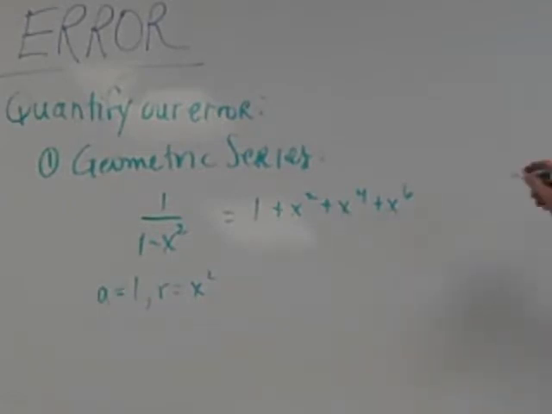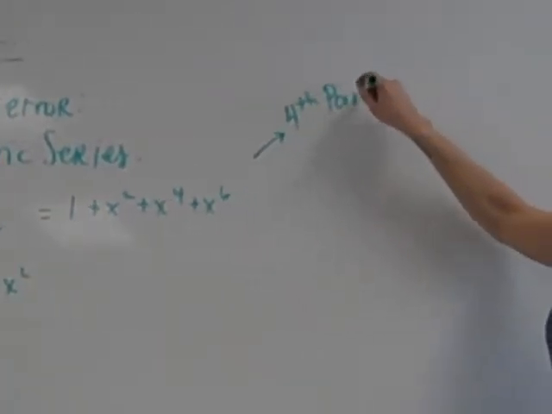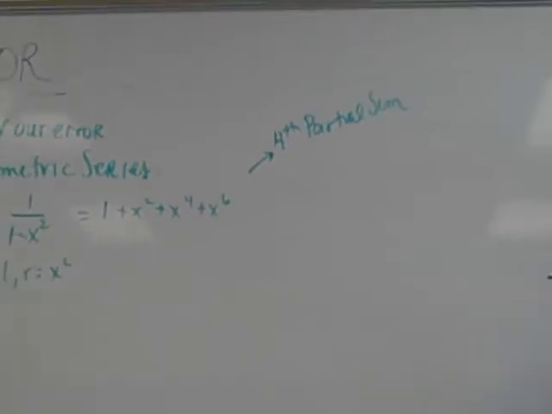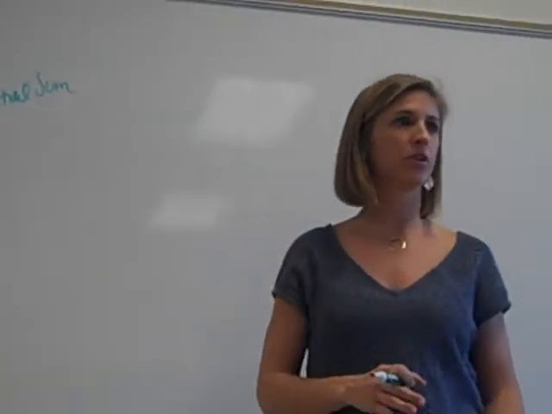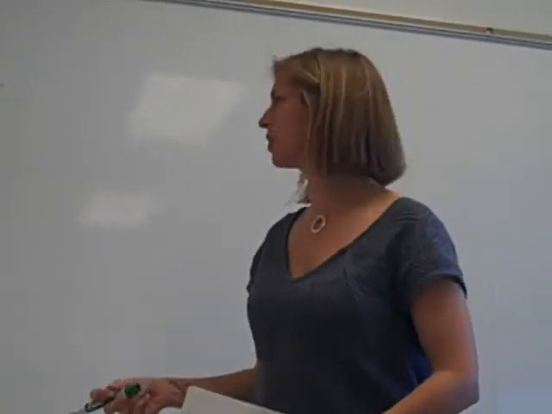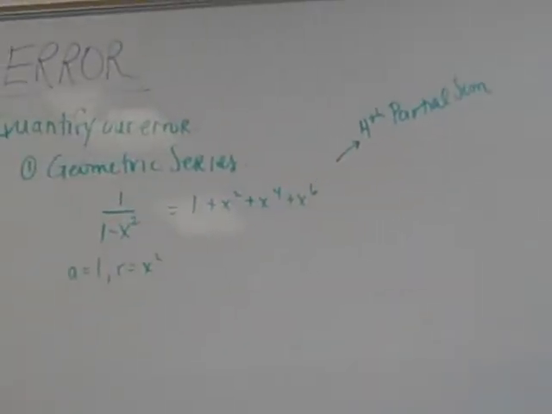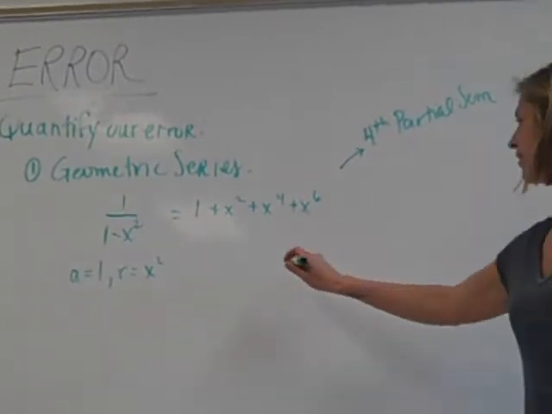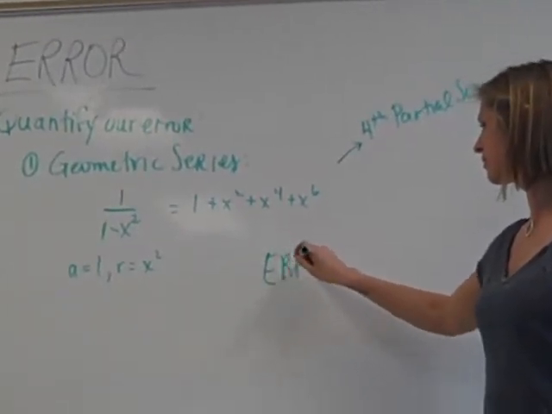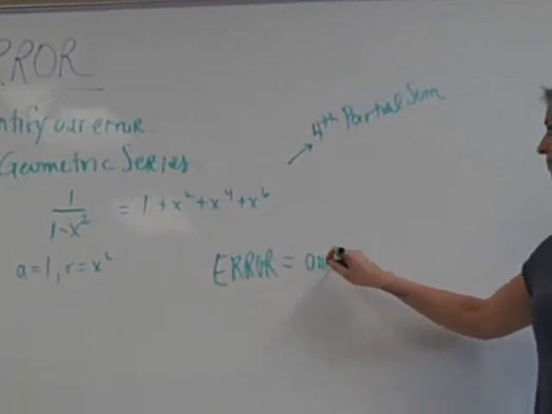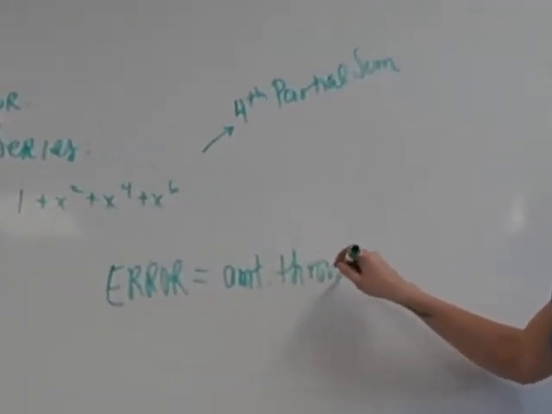So just to make a note, sometimes they call this the 4th partial sum. There's a couple different ways to word it: a 6th order polynomial, or the first 4 non-zero terms, or a 4th partial sum. You kind of get the hang of it as we look at some other problems. But the error for this is like the amount that's thrown away.